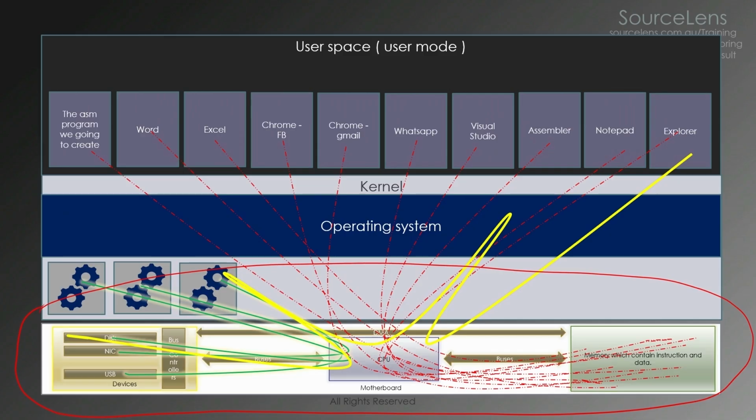Remember all the buses we discussed? And it connects to different devices. And on top of the hardware, we have installed the operating system. This is the operating system here. And the operating system has something called kernel. Kernel is nothing but the core operating system, the operating system which directly handles the devices.